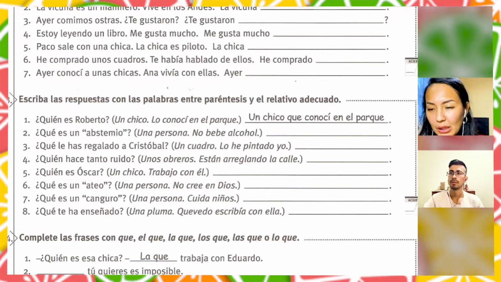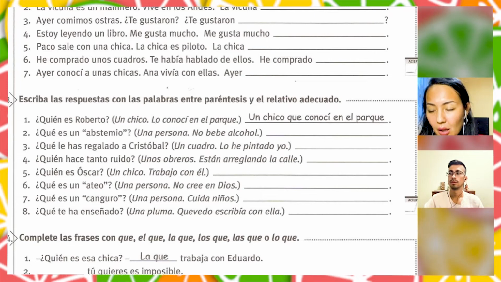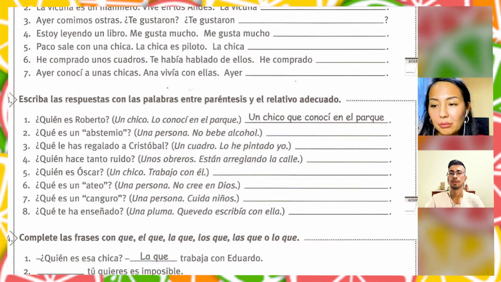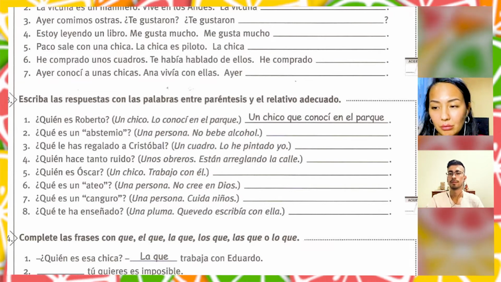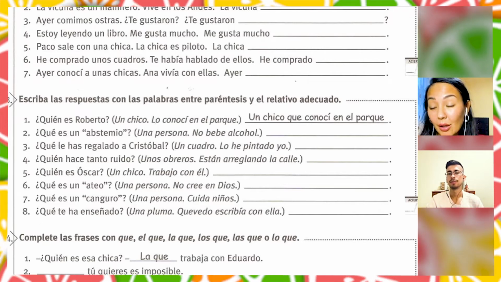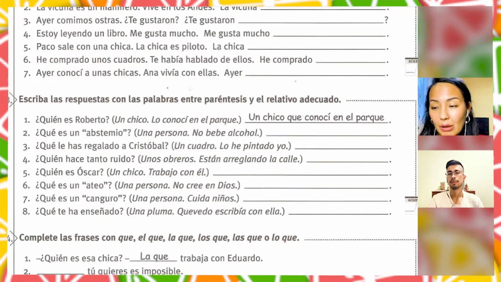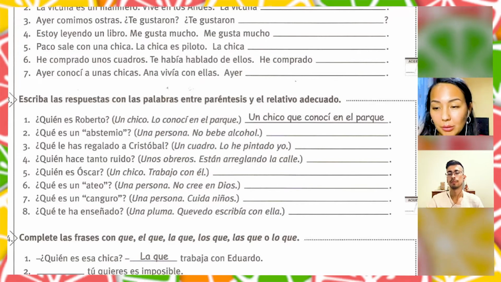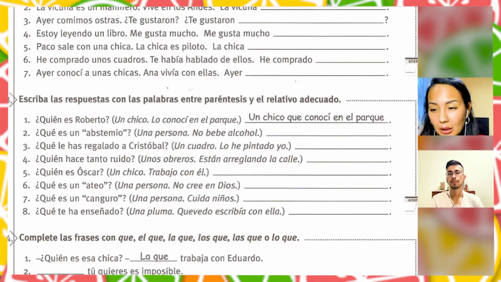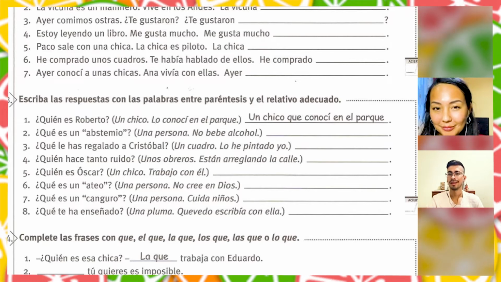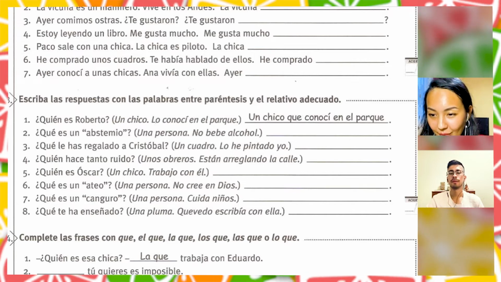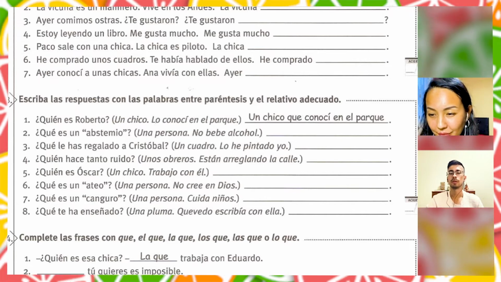¿Qué es un abstemio? Una persona que no bebe alcohol. Easy. So a person who, in this case, doesn't drink alcohol. Okay. ¿Qué le has regalado a Cristóbal? Cristóbal is Christopher in English. ¿Qué le has regalado a Cristóbal? What have you given to Cristóbal?